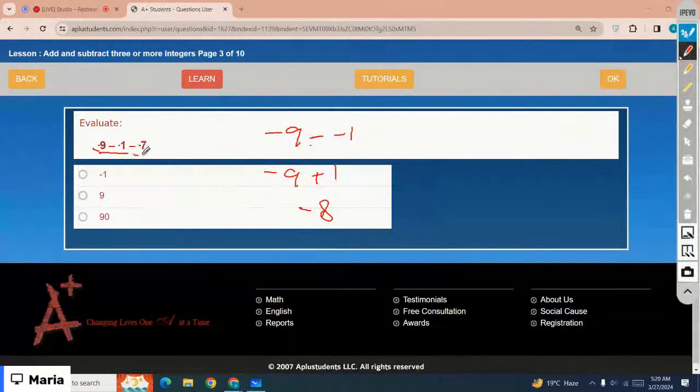Now add the last number, minus negative 7. Again, subtracting a negative integer is the same as adding. 8 is a greater number with the negative sign, so the answer must be negative. Negative 8 plus 7 is minus 1. So the correct option is minus 1. Option number 1 is the correct option.